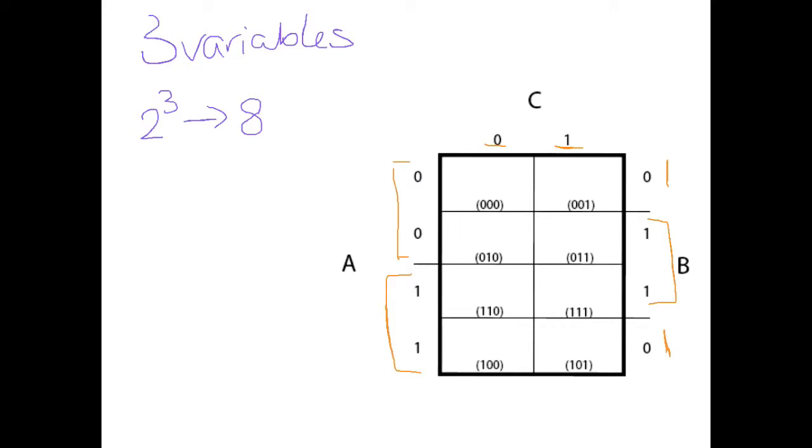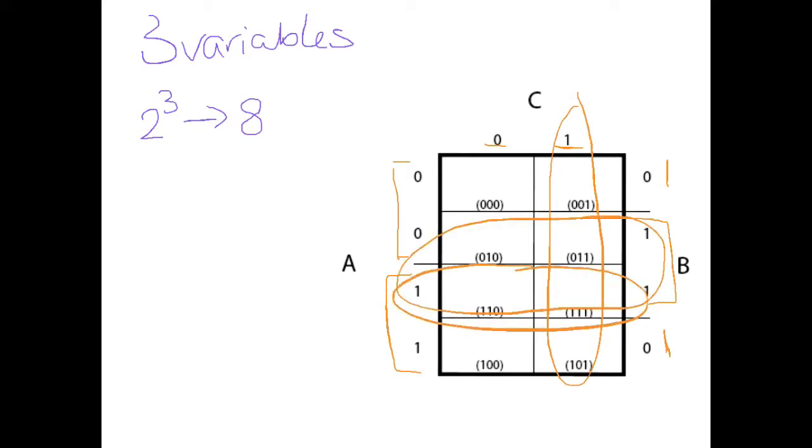So if they were all true, we would find where C was true, where B was true, and then also where A was true, and find where all 3 intersect. Okay, so hopefully that makes a little bit of sense, and we'll apply this by going from an expression to a Karnaugh map, and then a Karnaugh map to an expression. Okay, so check out the next slide for a practice.